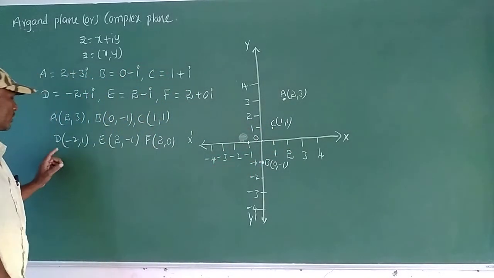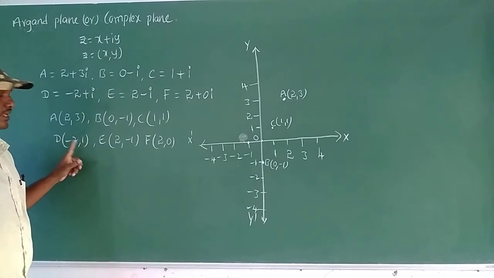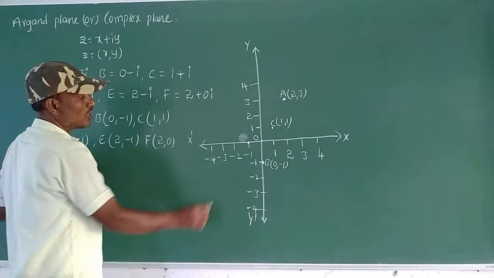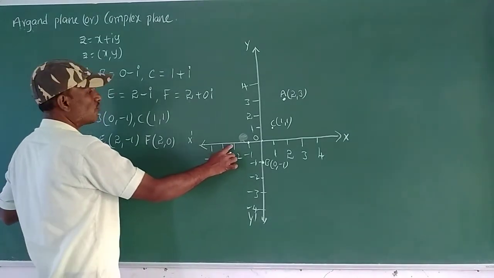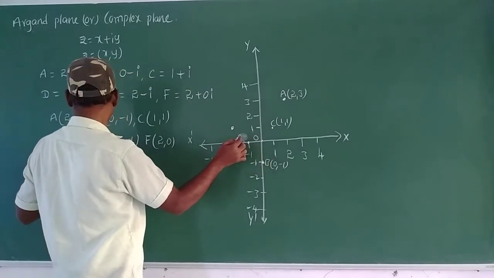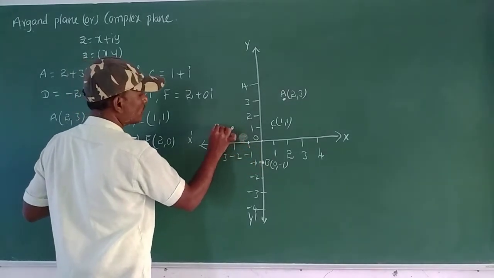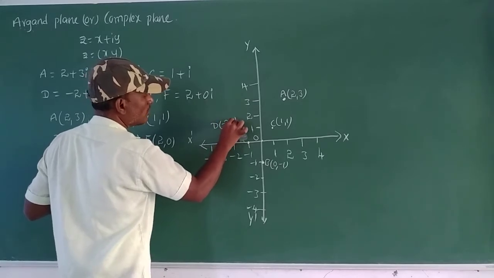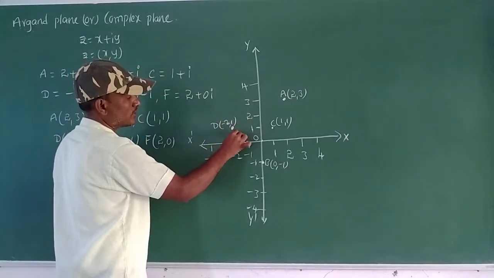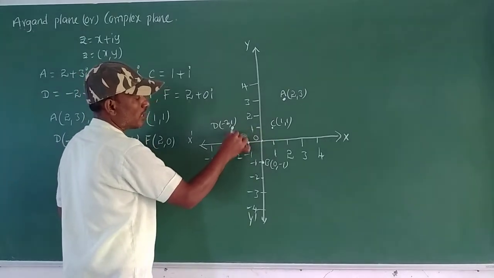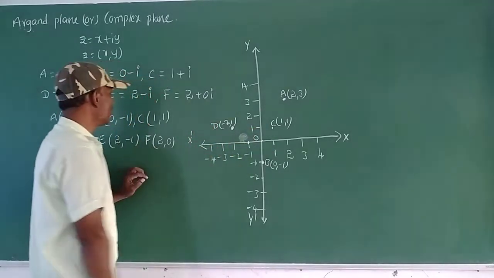Next, point D is (-2, 1), an ordered pair. The x value is -2 and the y value is 1. Here, this is D. Point D is (-2, 1), where the x value is -2 and the y value is 1.